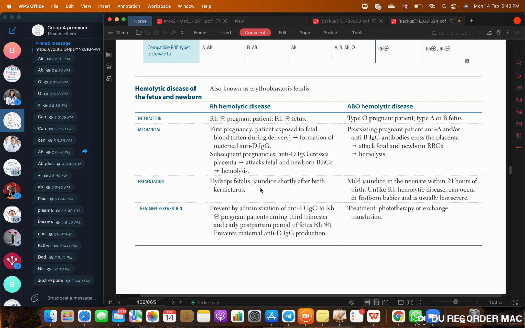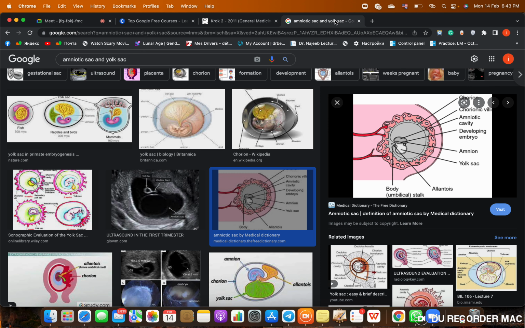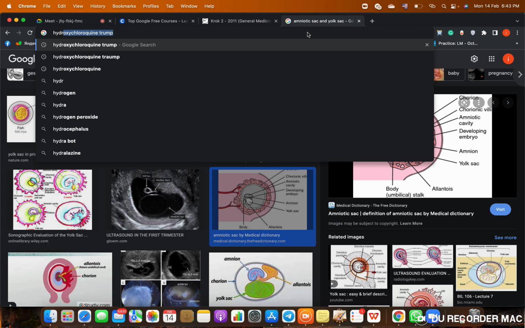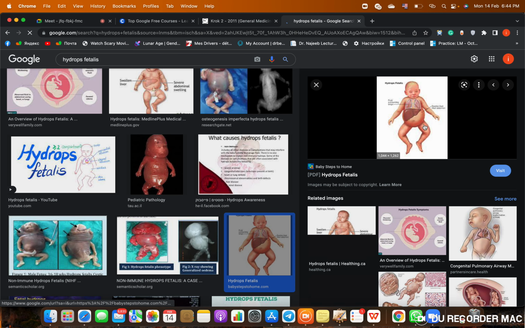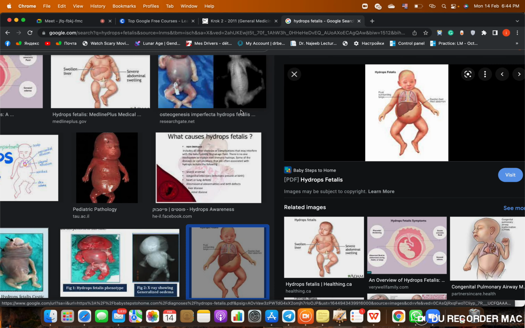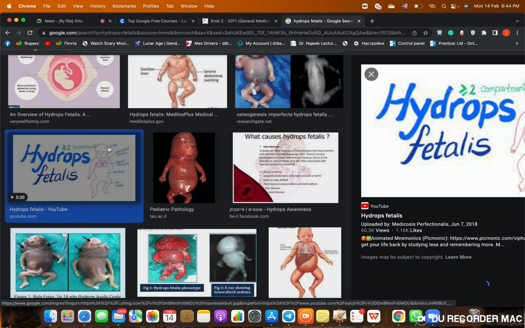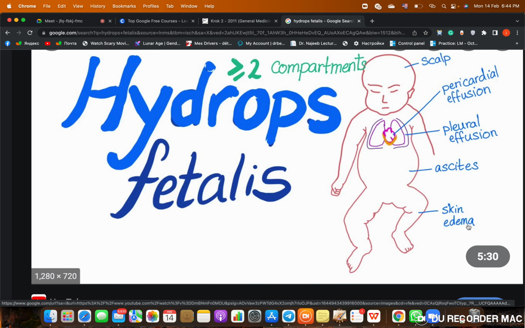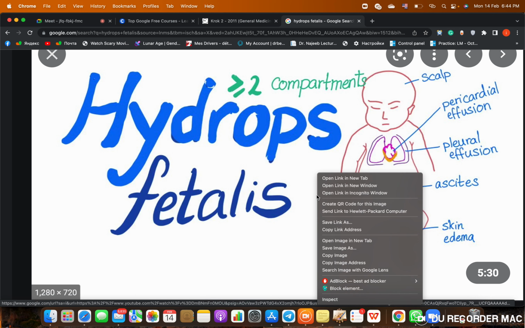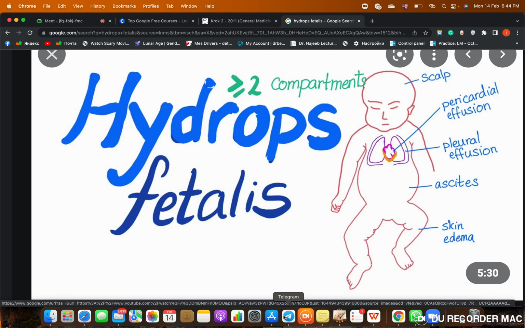We have the antibody killing all of the RBCs in the baby. What will happen? Hydrops fetalis. Hydrops fetalis is a condition in which the baby has fluid in every single cavity in his body. Ascites, yeah, he will have that. Hydrothorax, why not? He will have it. What about the pericardial sac? He will have an effusion there. What about skin? He will get edema. Is it fatal? Absolutely.